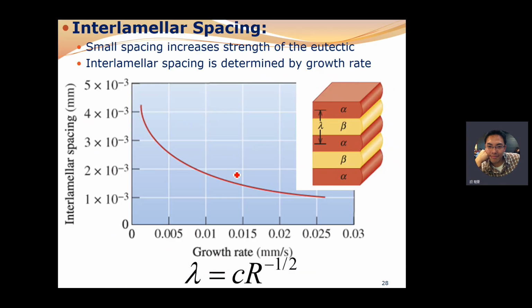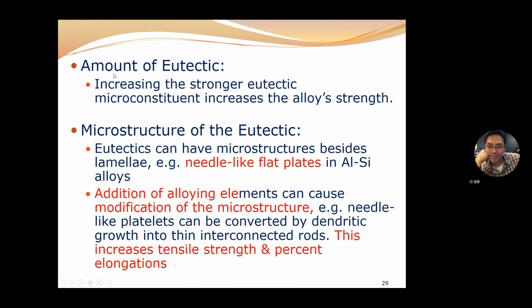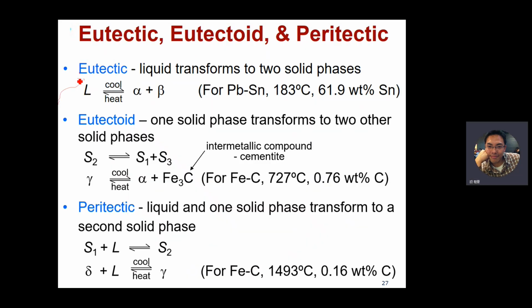So let's do a little summary. This eutectic reaction transforms one liquid to two solid phases. For the tin-lead system, its eutectic temperature is at 183 Celsius, with the composition 61.9 weight% of tin.